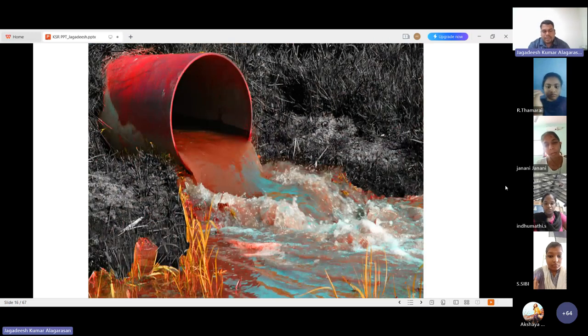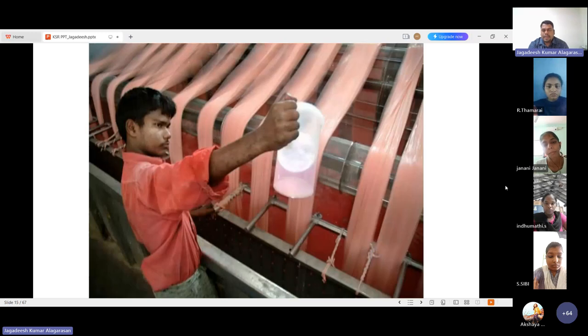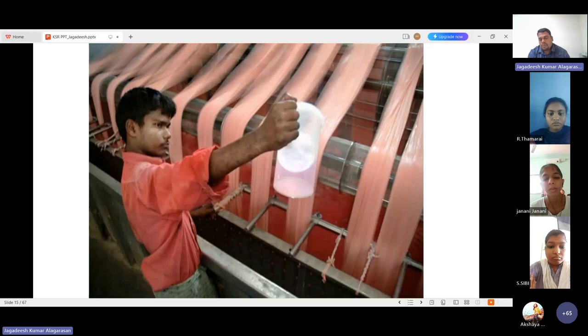The second one is water pollution, and third is air pollution, where we release CO2 and volatile organic compounds, and soil pollution. Then waste generation, for example solid waste and microplastics, and the carbon footprint. The production and transportation of textiles contributes significantly to global carbon emissions. And finally, the mitigation strategies. One by one, we will discuss.